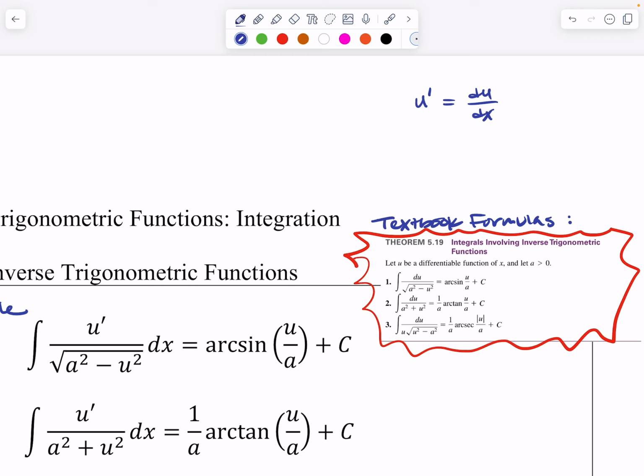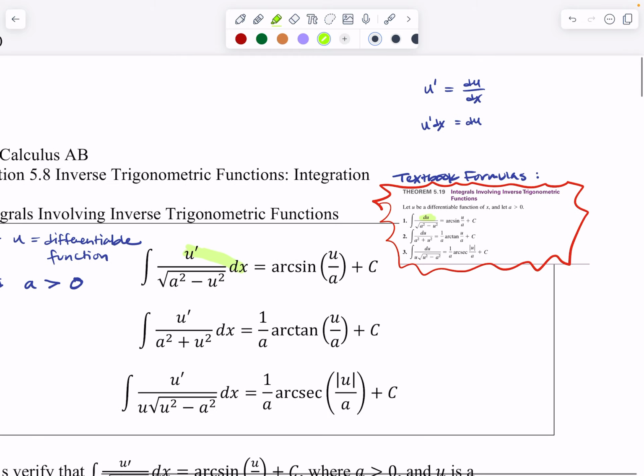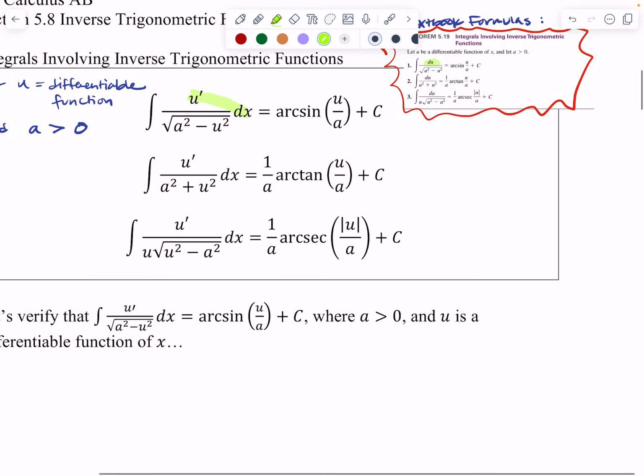Which then, if we were to use algebra and multiply by dx on both sides of this equation, we would have u prime dx. So notice in the textbook formulas, there's just a du here for the differential, and that's because u prime dx is equal to du. And again, the reason that I'm showing you the formulas this way is that I think that it's easier to see how they're applied.